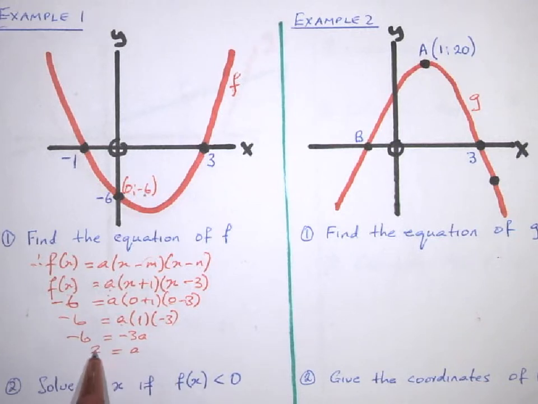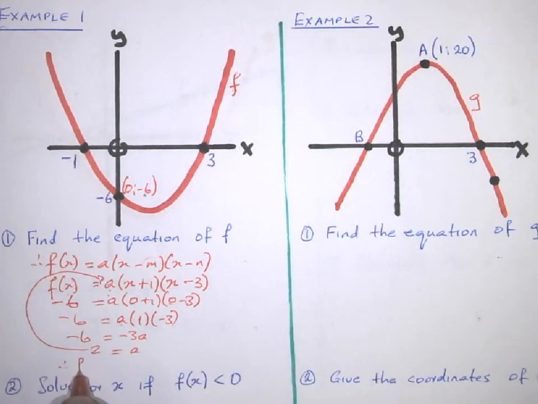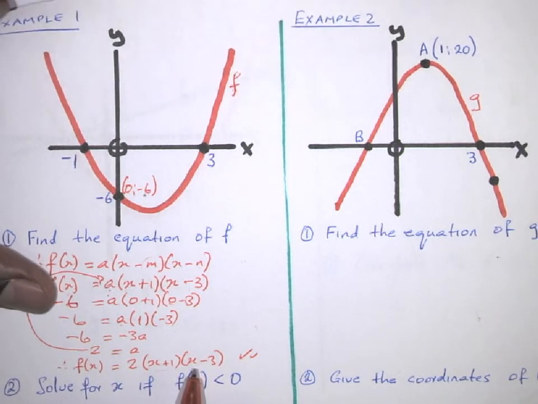Now a is 2, therefore I can plug that in where I've got a. So f of x is equal to 2 into x plus 1 and x minus 3. That's it. That's the equation. But recall, sometimes they can say remove the brackets, then you'll be able to distribute. That's grade 9 mathematics. I think that will be easier for all of us to find.